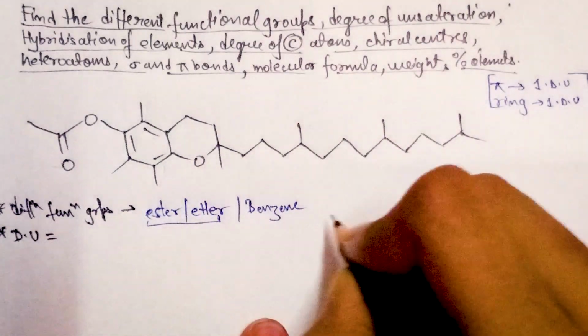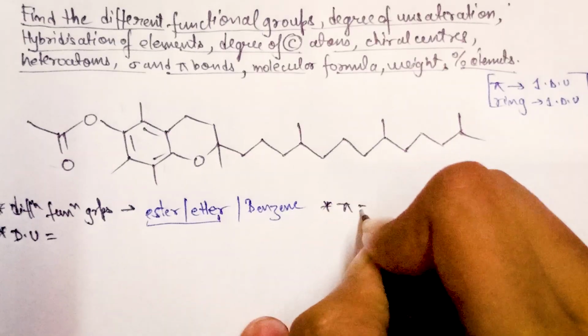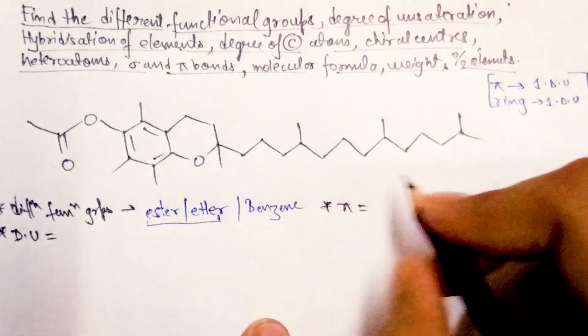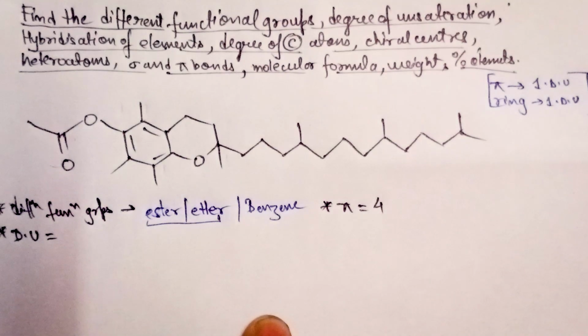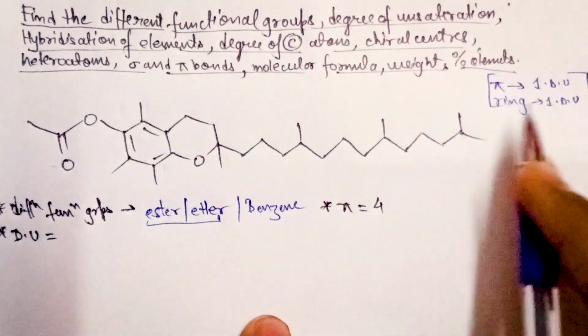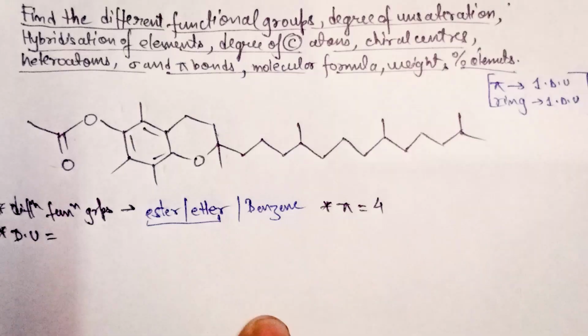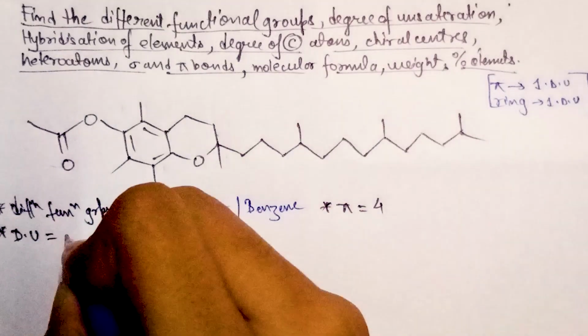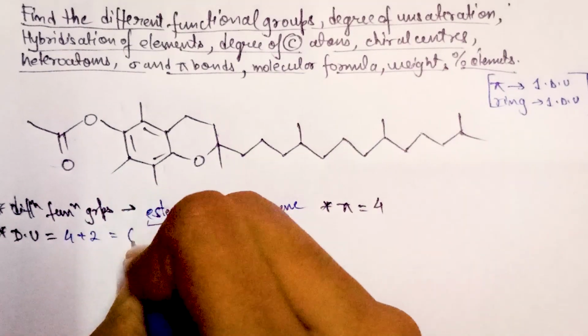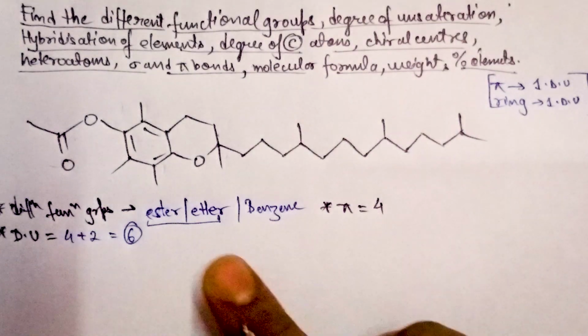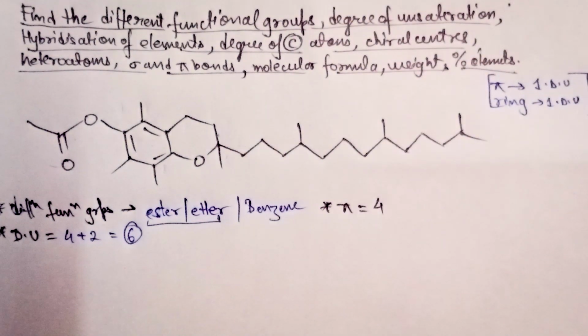and total pi bonds in this molecule we had just found out. Pi bonds are total 1, 2, 3, 4 pi bonds present in this entire molecule, and the number of rings present in this molecule are 1, 2. Therefore, the degree of unsaturation becomes 4 plus 2, that is 6. We have found the degree of unsaturation.